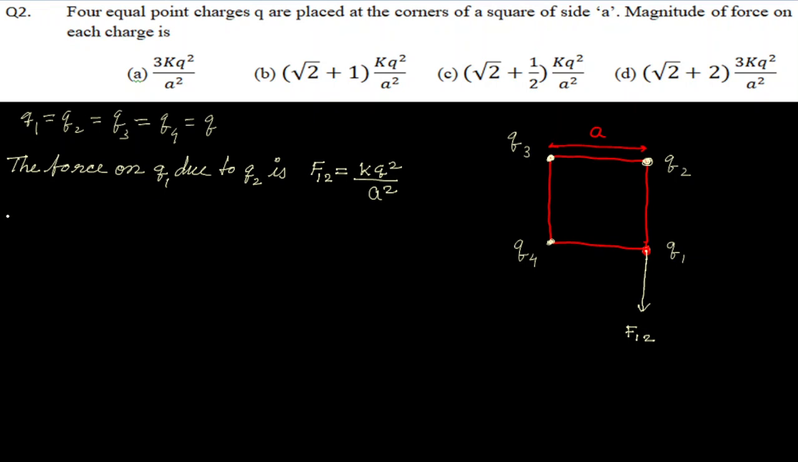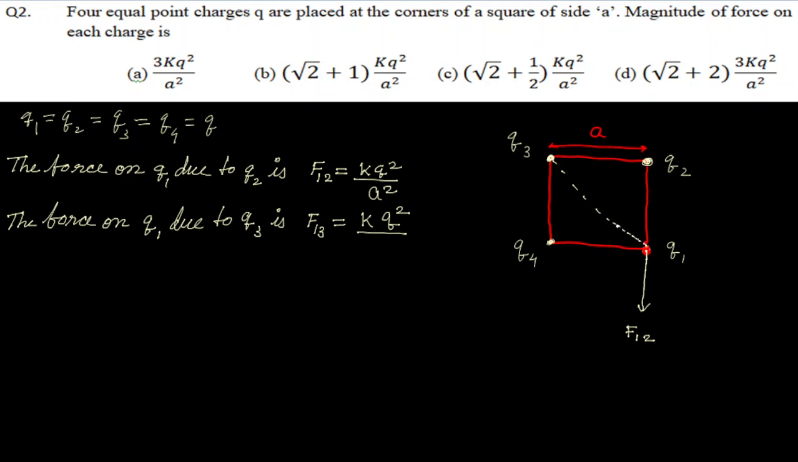Similarly, we can also write the force on Q1 due to Q3 as F13. So what will be the magnitude of F13? Again, Coulomb constant, the product of these two charges Q1, Q3, both are Q, so it will be Q square divided by the square of the distance. So in this case, what will be the distance between these two charges? The square has side A, so the length of the diagonal will be root 2 times A.